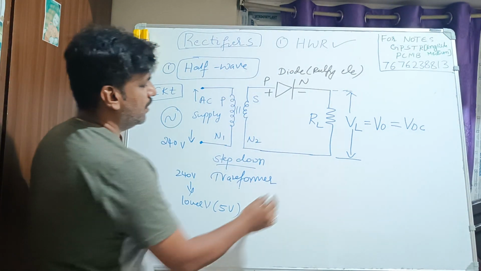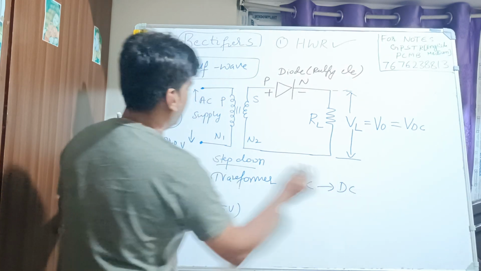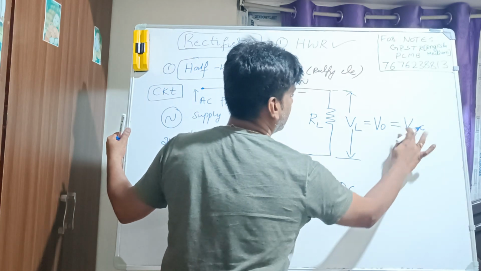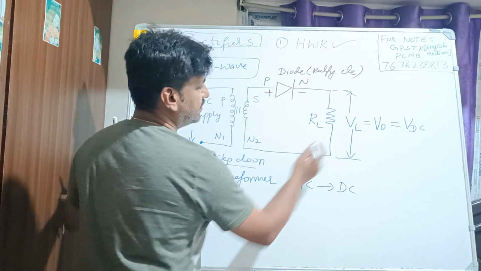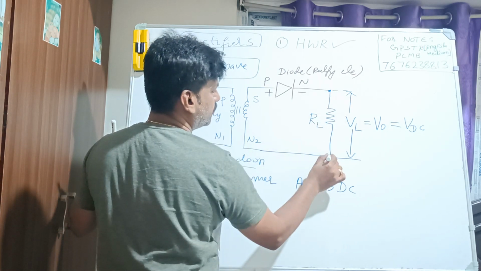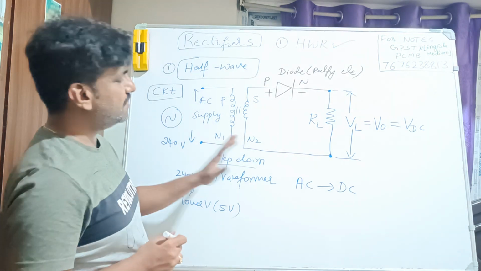What is our job? Our main job is to convert AC to DC. What is here? AC, and what is here? It is DC. So that's why we have written this as VDC. It is nothing but V output. It is nothing but load voltage. All the loads we can measure with respect to your output. So we have taken it as a load resistance and the load voltage. So this is the circuit diagram.